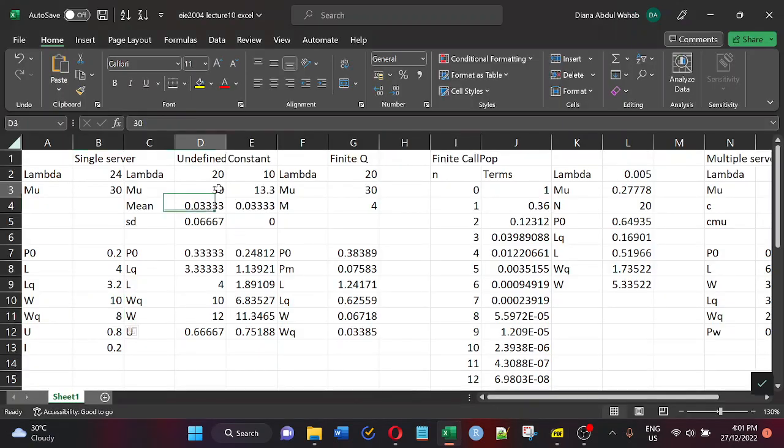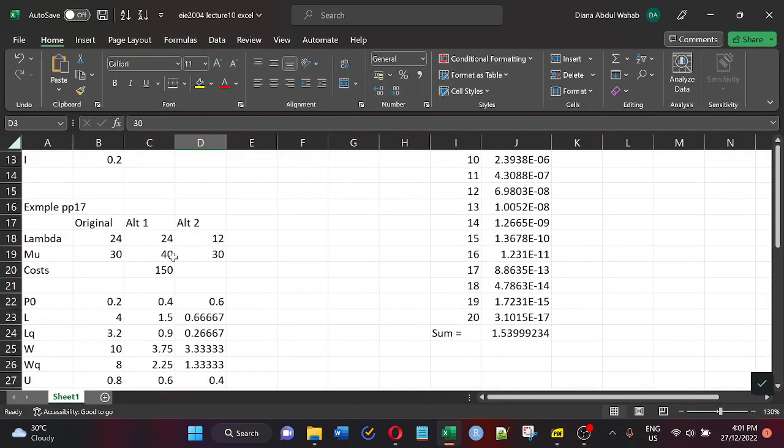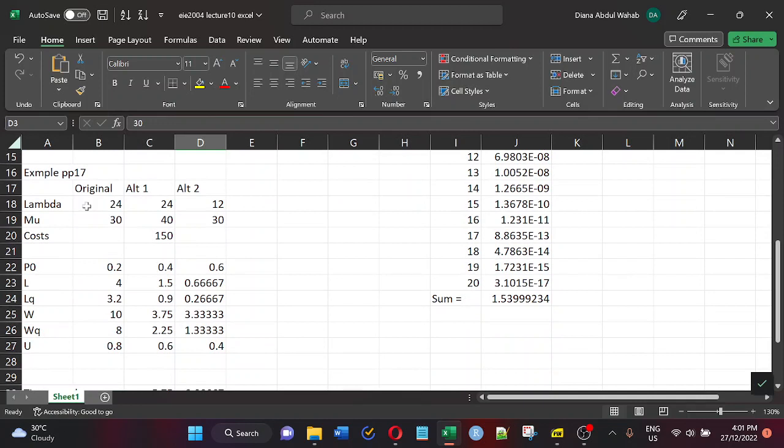Okay, so now let's look at the updated operating characteristics with the new parameters. I just put everything here. This is the original one that we have discussed before, and looking at the first alternative, the only change is here. Instead of 30, now we can serve 40 customers, with an additional cost of 150. So now we look at the difference between these two.